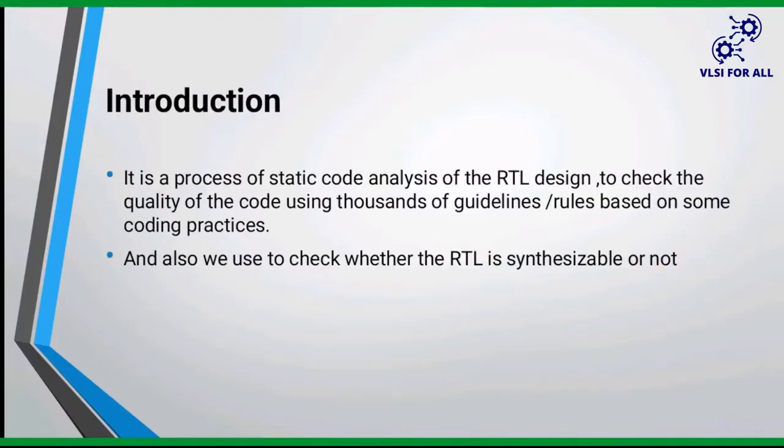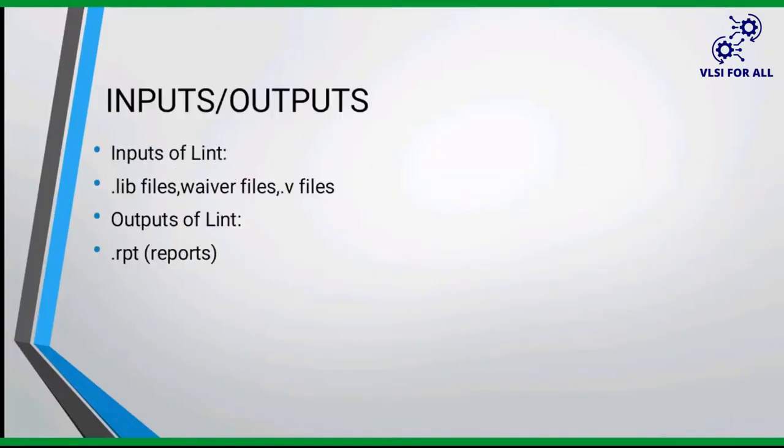And what are the inputs? See, for everything we need an input and output, right? So if we are human beings, if we want to get energy, we need some input, that is food. In the same way, even the tool lint, without any input the tool doesn't work. We have to give some stuff, or we have to dump something in the tool. So what are the inputs we are going to give in lint? We are going to give library files, waiver files, .v files, and so on. All these come under the input. Library file means it contains cell information, input, output, port information. All that information comes in the library file.